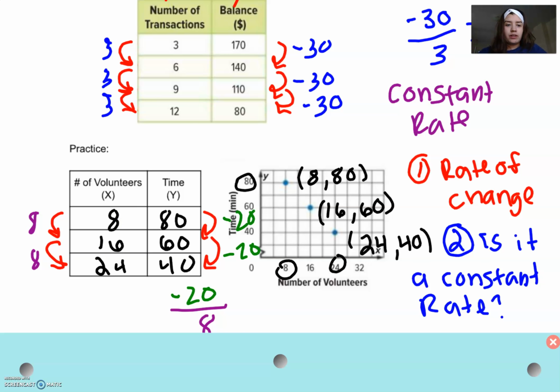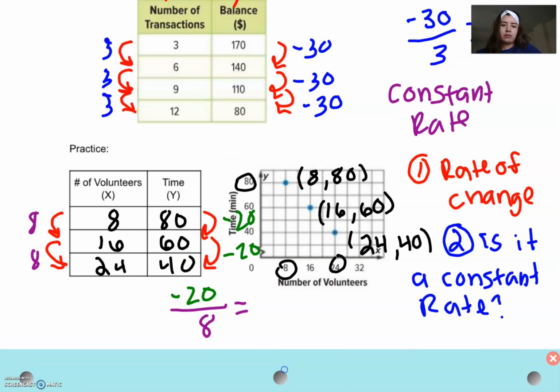Now, if you answer that it is a constant rate, that is correct. We have 8's only on the left and negative 20 only on the right. So our constant rate is negative 20 divided by 8, which just simplifies to negative 5 over 2. Okay, if you want to leave it as negative 20 over 8, I am okay with that as well. So we found our rate of change, and is it constant? Absolutely.